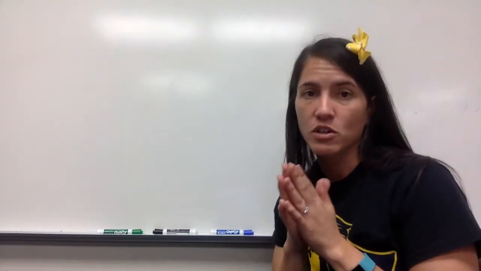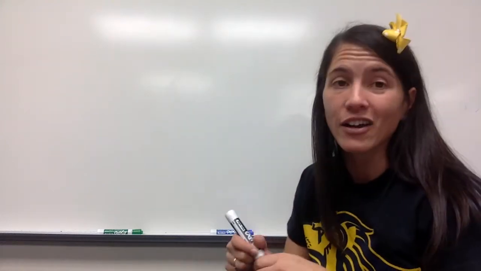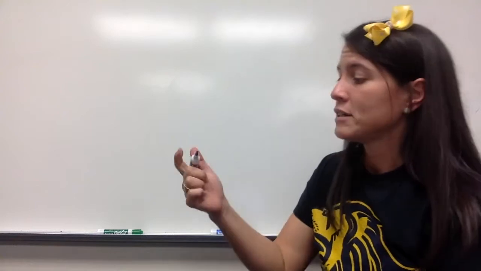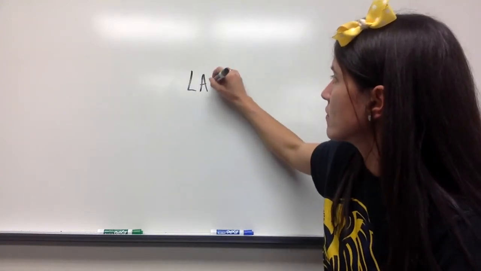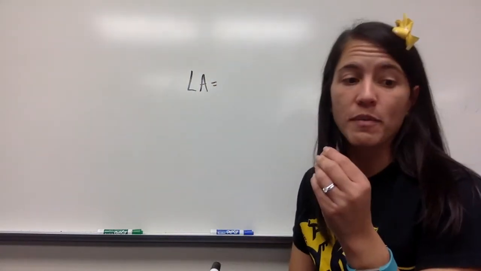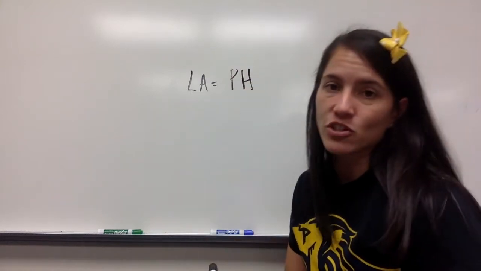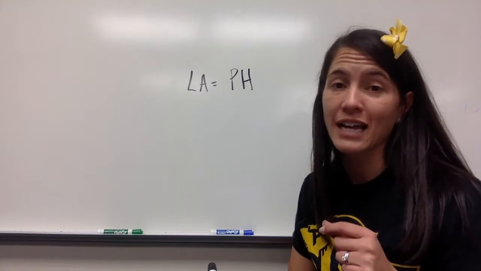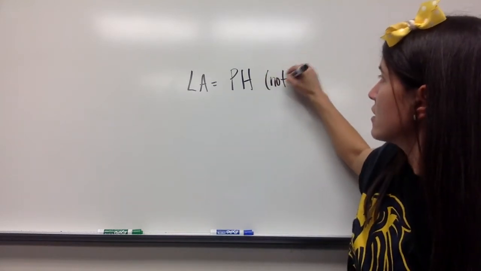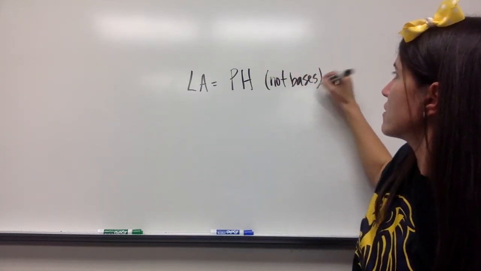Surface area is the area around the solid, the bases and the lateral area. But I also want to talk to you about lateral area. Lateral area is just the middle without the bases. So lateral area is just the perimeter times the height. It does not include the bases.